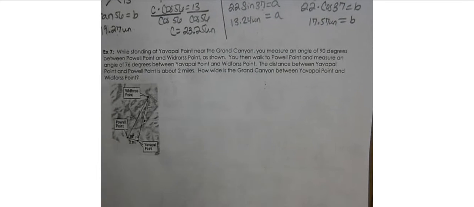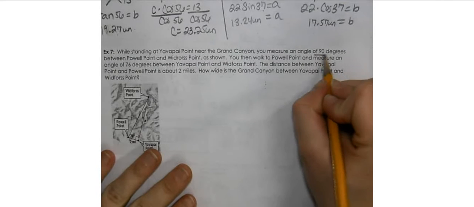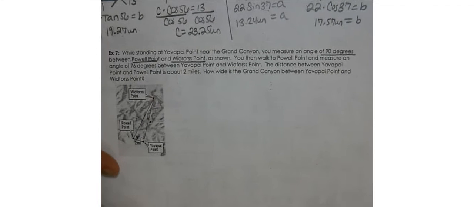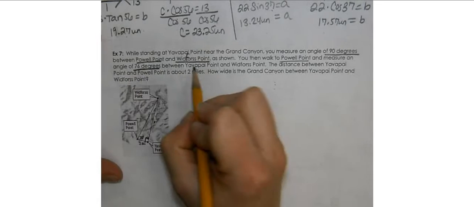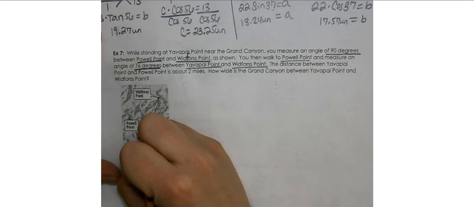For example number 7, it says, while standing on the Yavapai Point near the Grand Canyon, you measure an angle of 90 degrees between Powell Point and Woodfork Point, as shown. So we have ourselves a right angle right here. You then walk to Powell Point and measure an angle of 76 degrees between Yavapai Point and Woodfork Point. So here's our angle of 76 degrees.